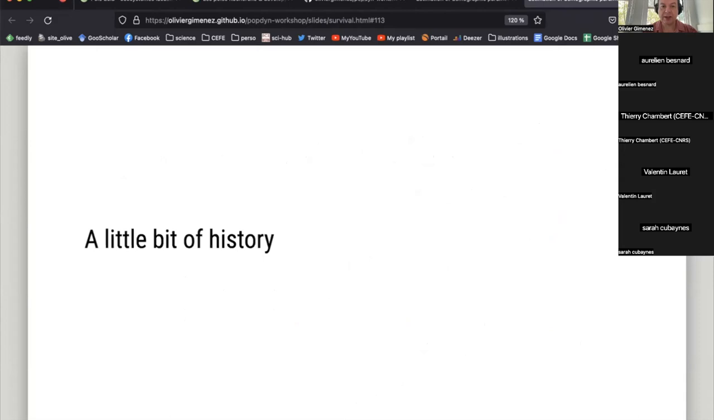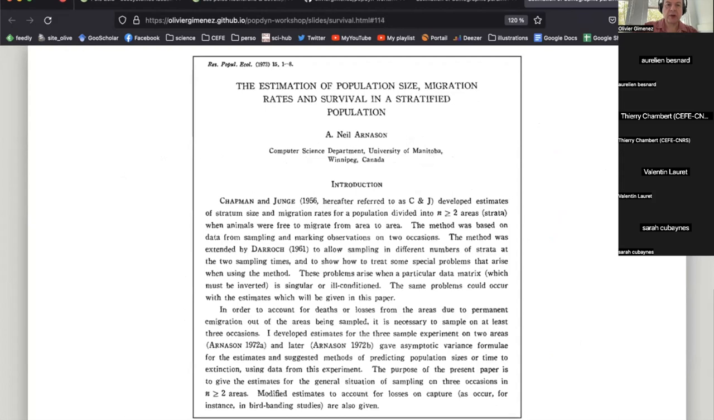The first paper came out in 1973 by Neil Arnason, who proposed this generalization of the Cormack-Jolly-Seber model to several sites, at least two areas or strata. He used to call them strata, and that was the first proposal of a multi-site capture-recapture model. The thing is that at that time, it was very difficult to come up with an efficient way to write down the likelihood, like we saw in the previous slide. It gets very messy, very complex.